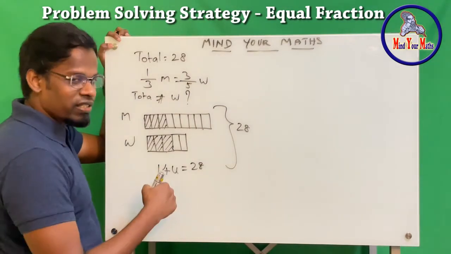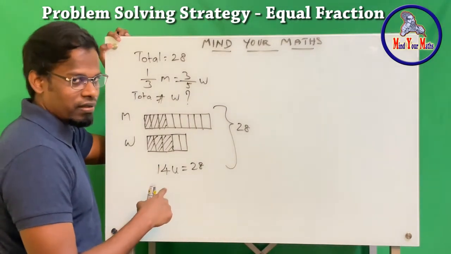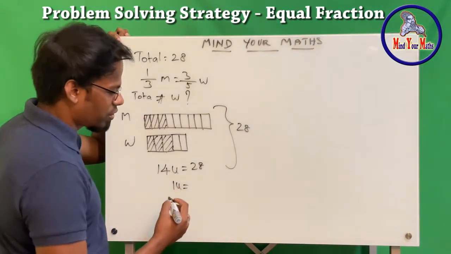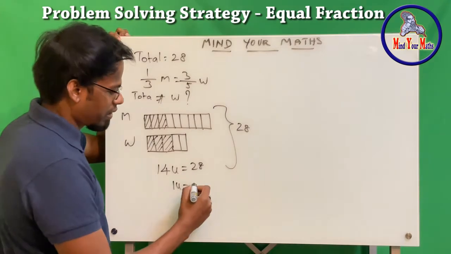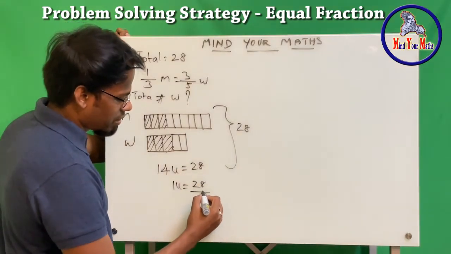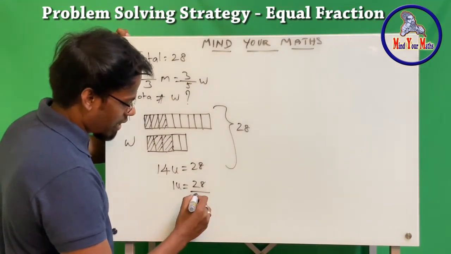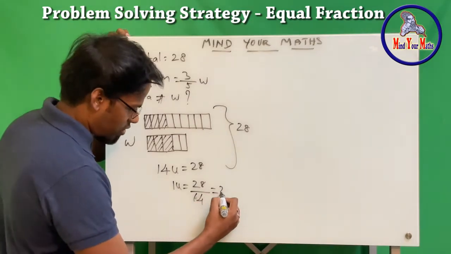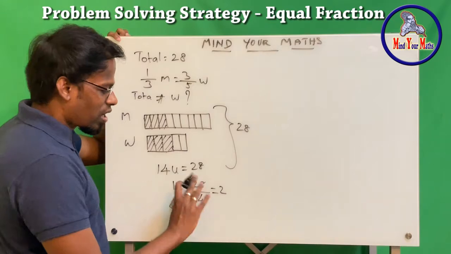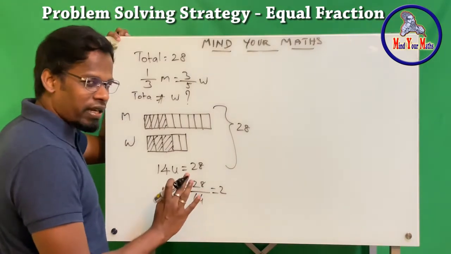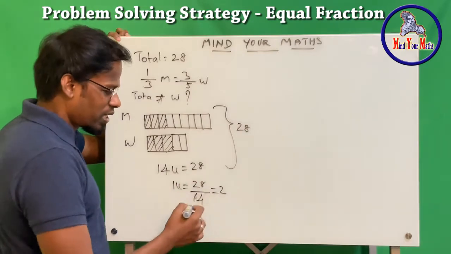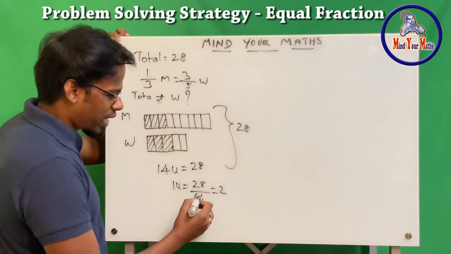Now let's find what is 1 unit. If you want to find 1 unit, what should you do? Yes, that's right. 28 divided by 14 equals how much? Yes, 2. If you are not sure how to quickly do the division, you start by simplifying, cancelling it. Now you cancel it by 2.